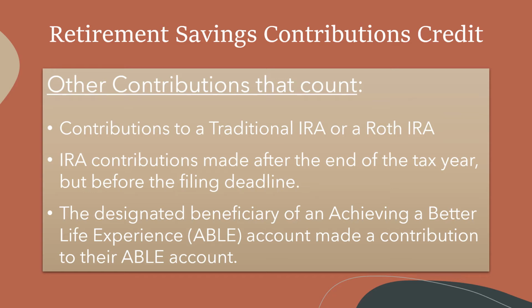Also, some of our taxpayers might have made contributions after the end of the tax year. As long as they make those contributions before the filing deadline, so that's going to be most likely April 15th, then they can count those towards this contributions credit as well. And also the designated beneficiary of an Achieving a Better Life Experience, or ABLE, account, if they made a contribution to their ABLE account, then that is another contribution that qualifies for this credit.